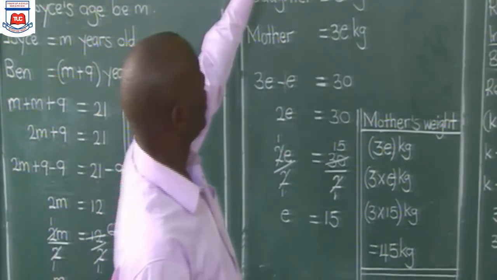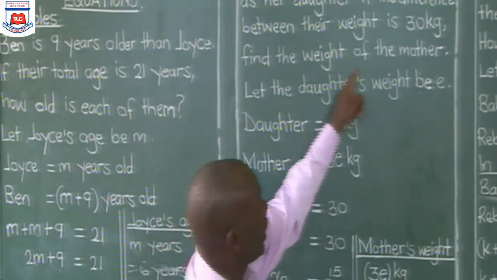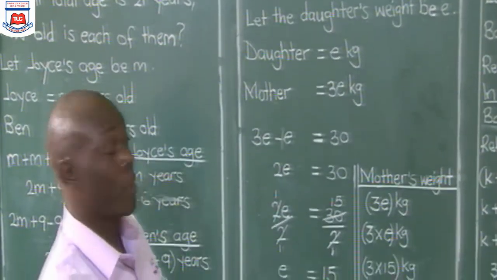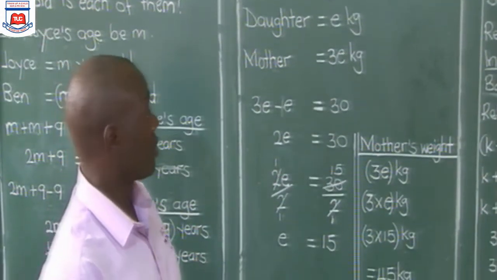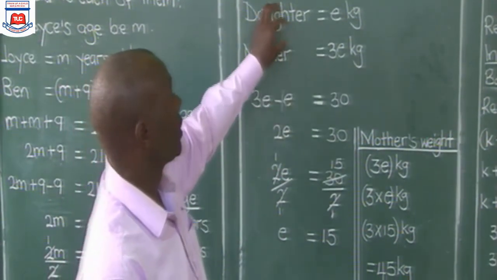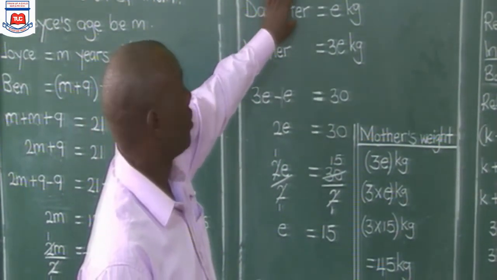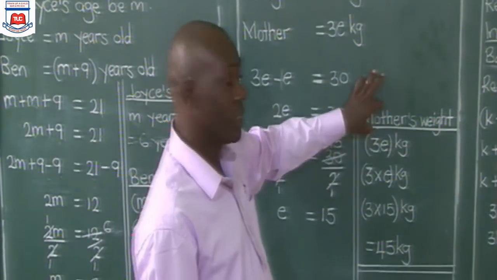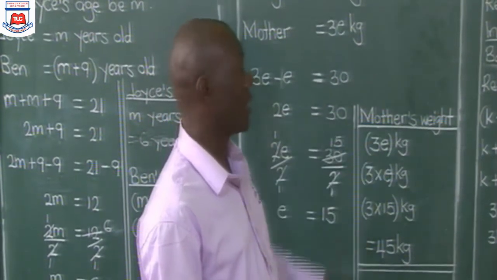Remember the question reads, find the weight of the mother. This time, the daughter's weight is not requested. Therefore, there is no need for substitution of the daughter's weight. What you do is answer the question, which asks for only the mother's weight.